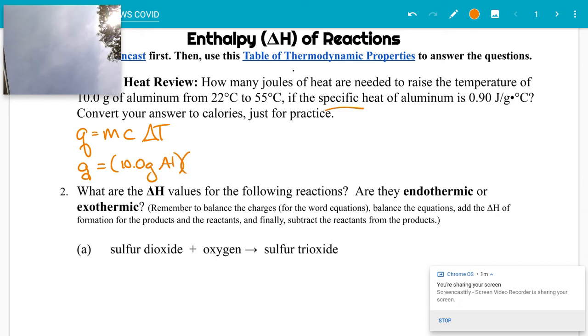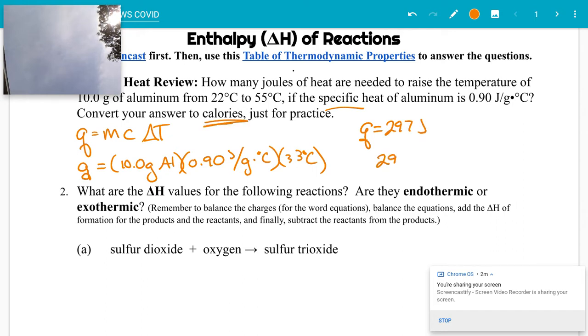The specific heat of the aluminum was 0.90 joules per gram times degrees Celsius. And then the temperature change, it looks like it was a 33 degrees Celsius temperature change. Interestingly, you can keep these in Celsius. You don't have to convert them to Kelvin the way you did with the gas law problems. However, you could convert them to Kelvin and it would still work. So let's go ahead and multiply it out. 10 times 0.9 times 33 gives us an answer of Q is 297 joules, and then it suggests converting it to calories just for the practice.